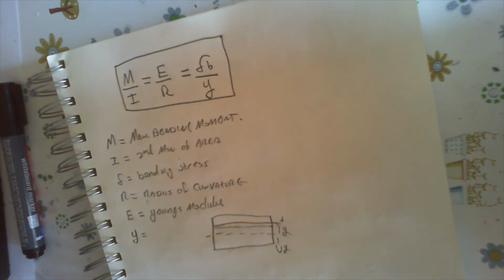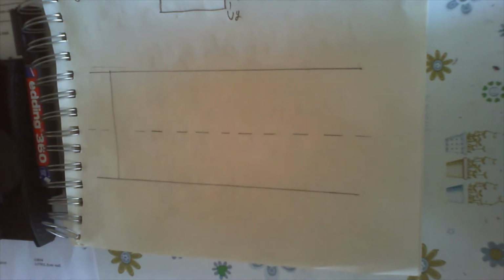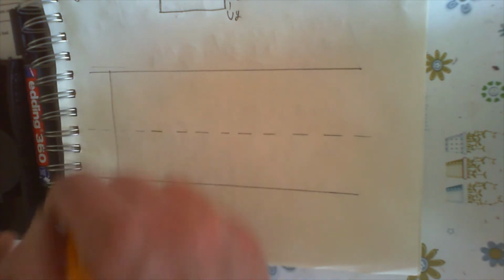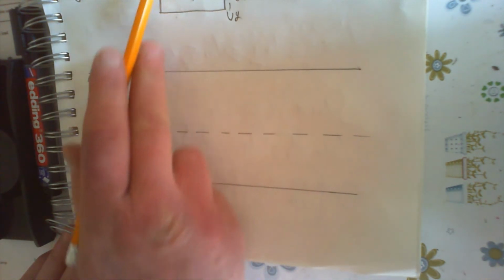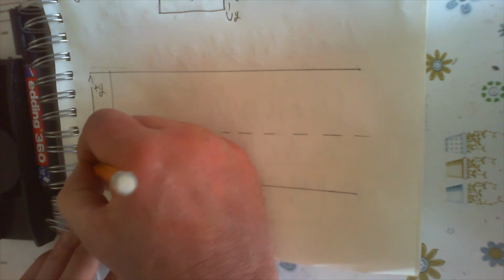What I'm going to do now, while I've got you, is have a quick look at stress, moment and strain profiles for a beam, which help you visualise the forces involved. Imagine we've got a beam here. This is the neutral axis, and say this is your distance y from the neutral axis to the top of your beam, and down here is minus y.